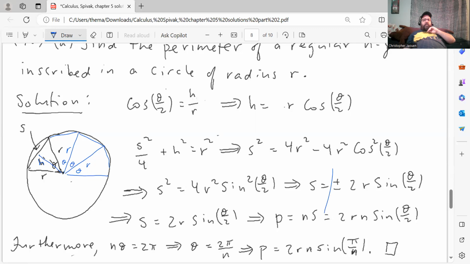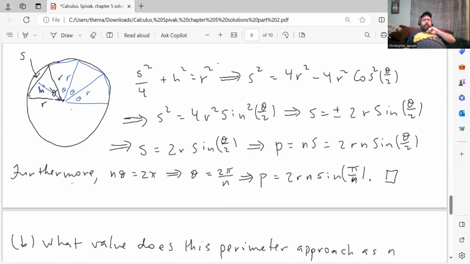And furthermore, n theta is equal to 2 pi, because there's n sides to this regular n-gon, which means if you go theta plus theta plus theta, n times, you end up back where you started. In other words, you do one full revolution. So if you add theta to itself n times, you get 2 pi, or in other words, n theta equals 2 pi.